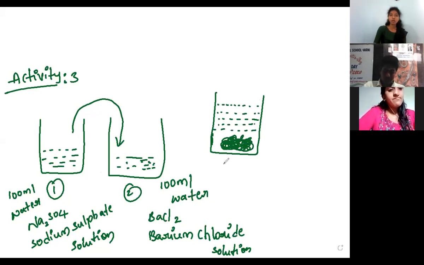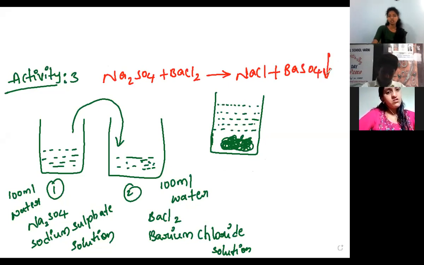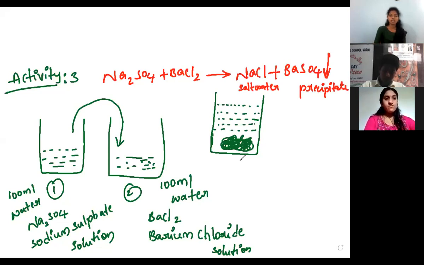What is this precipitate here? What we have done here is taken sodium sulfate and barium chloride. When we mix them together, we get sodium chloride and barium sulfate. This is the salt water and this is the precipitate. A precipitate looks like curd, which does not dissolve in water again.